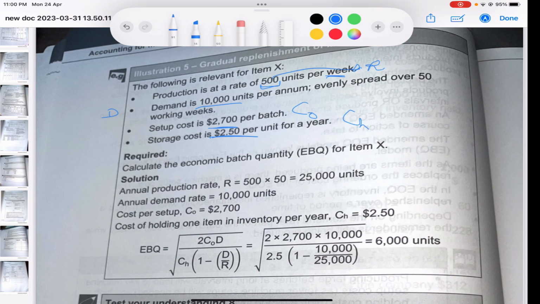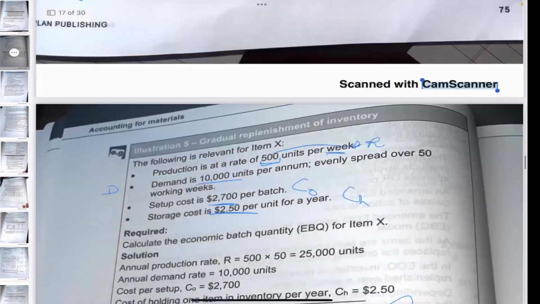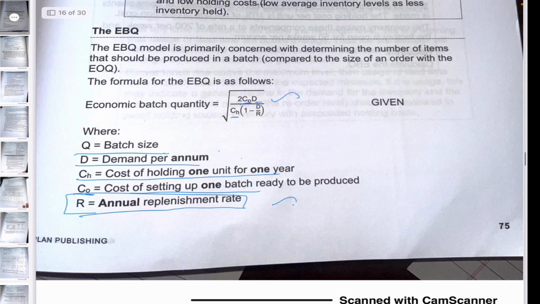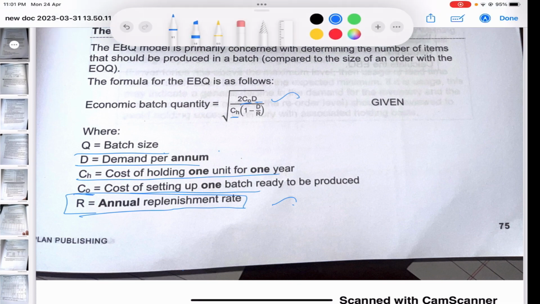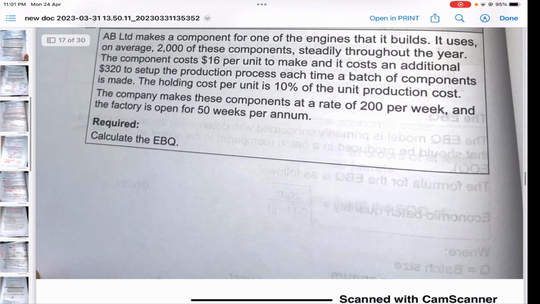Now we just have to find the economic batch quantity. The formula of the EBQ would be given in the question. You just need to put the values in. So they have just substituted the values and taken a square root, and you come to 6000. Again, check the formula: 2 times D, which is my annual demand, and R is my replenishment rate, D is my annual demand. CH is the cost of holding 1 unit. CO is my cost of setting up one batch that is ready to be produced.